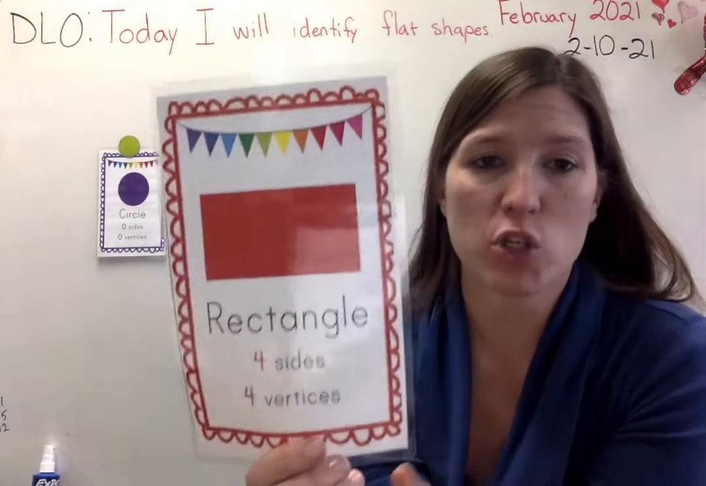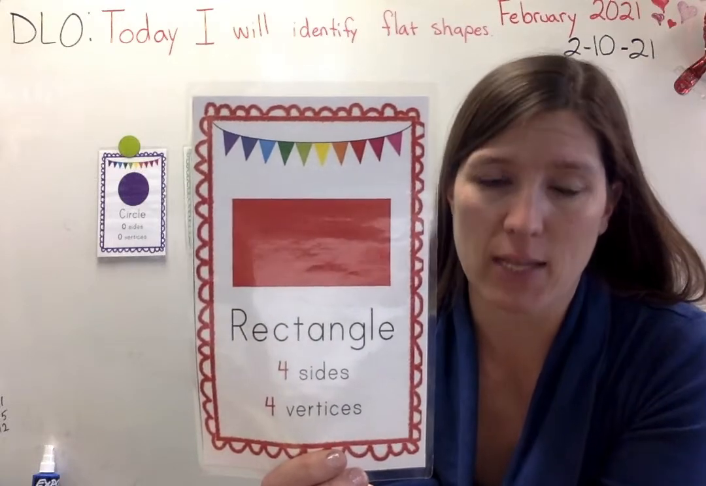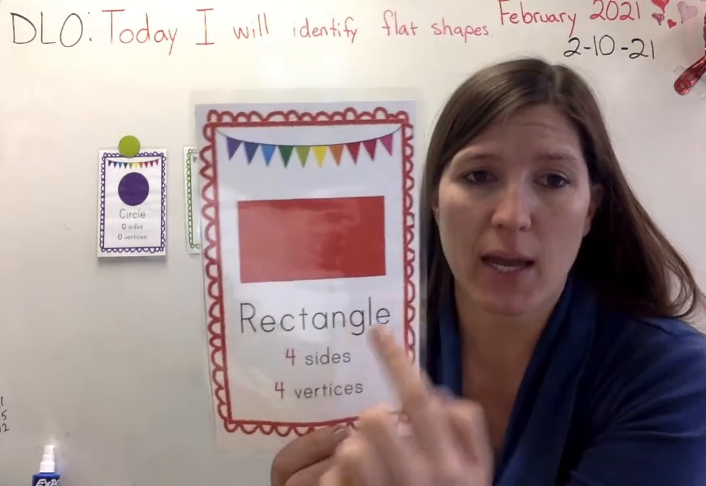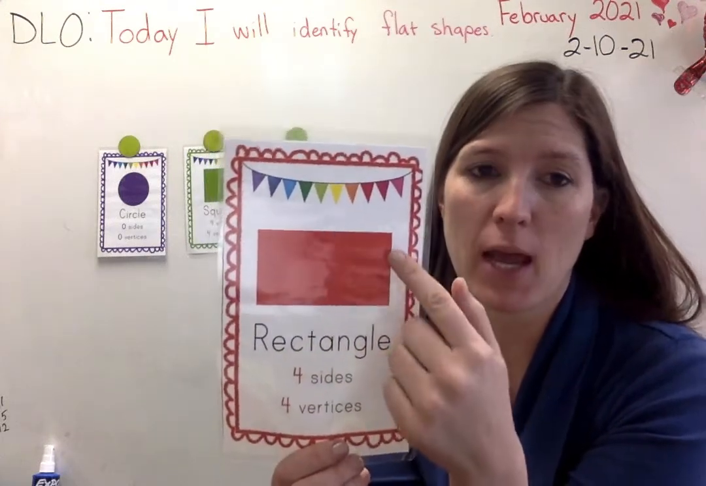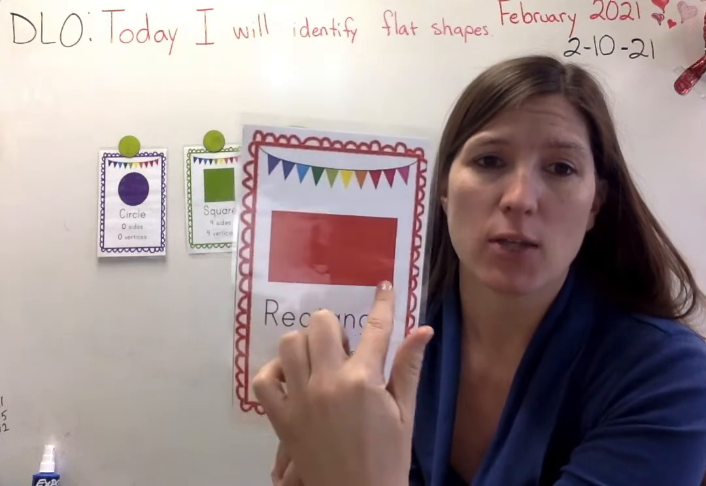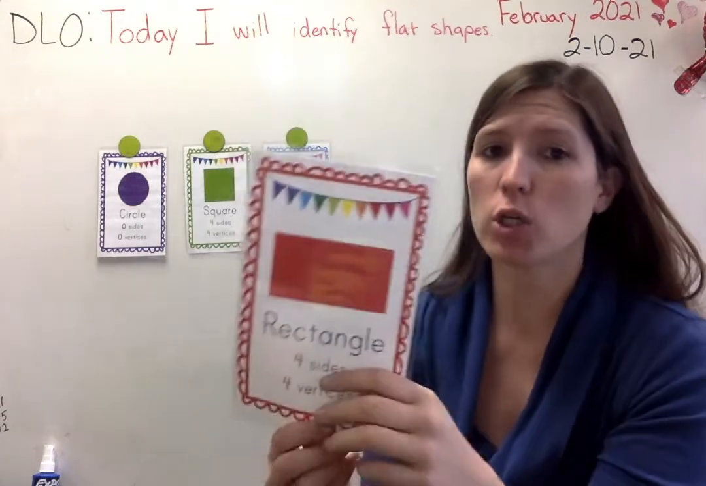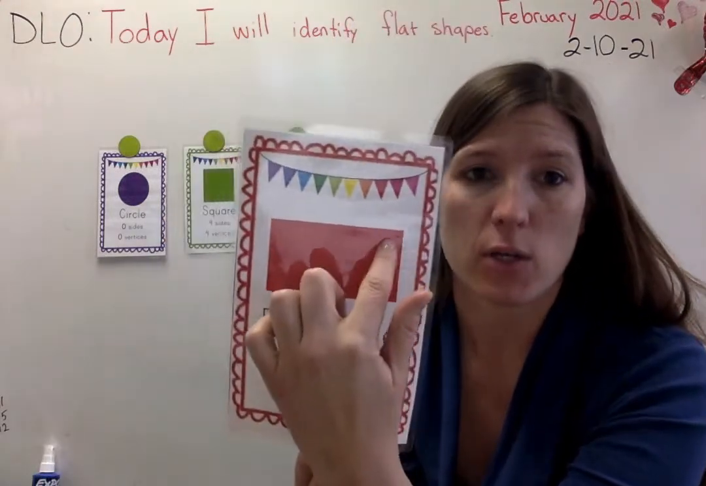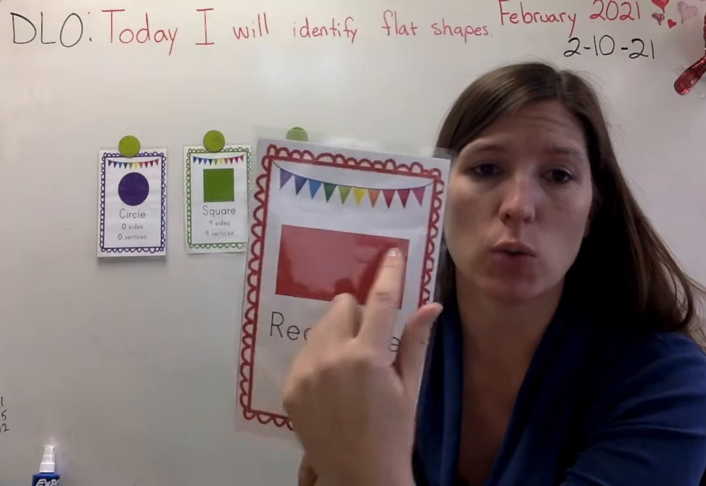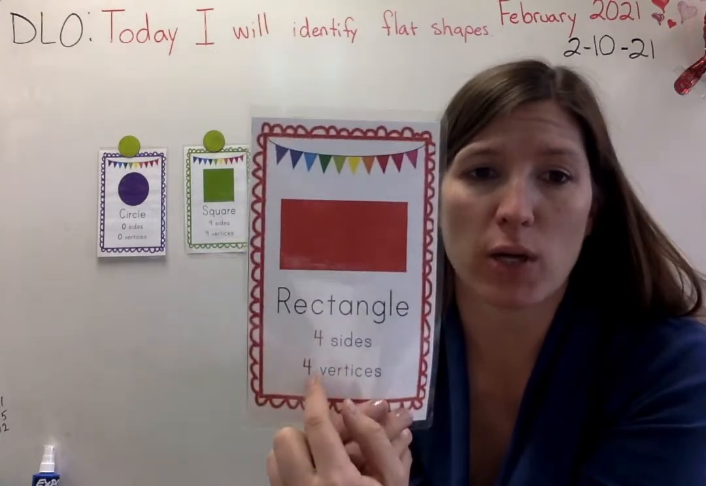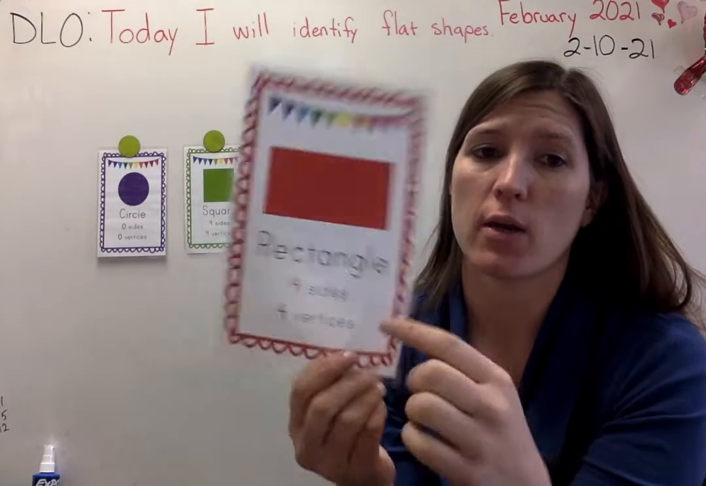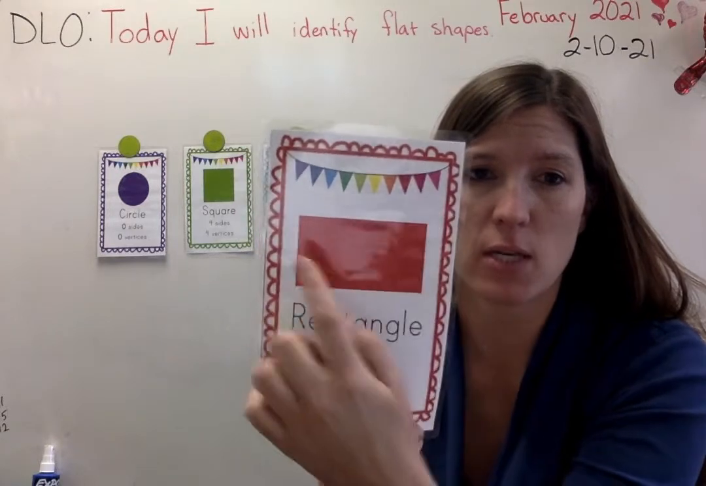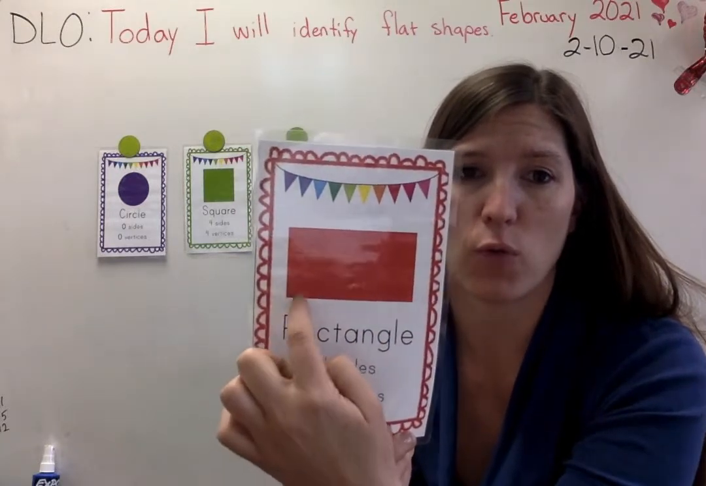Do you know what the name of this shape is called? Rectangle. It has 4 sides and 4 vertices. Now the 4 sides, this is what makes a rectangle special. It has 2 short sides, 2 long sides. So it looks like a squished square. If we took a square and squished it, then it would have 2 short sides, 2 long sides. It also has 4 vertices. The vertices are the corners where the sides make a point. So here's 1 vertice, 2 vertice, 3 vertice, 4 vertice.